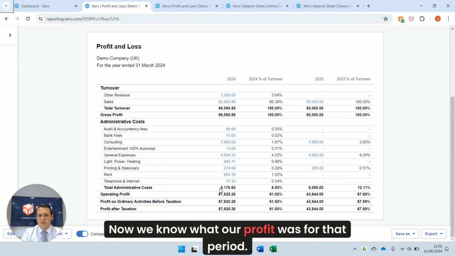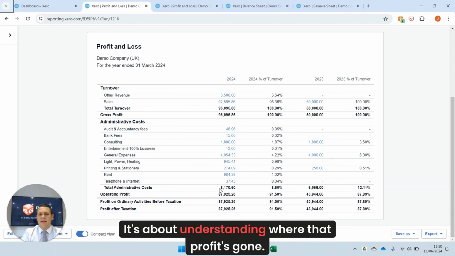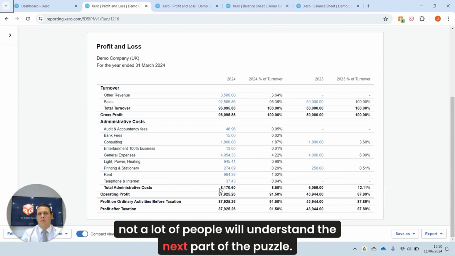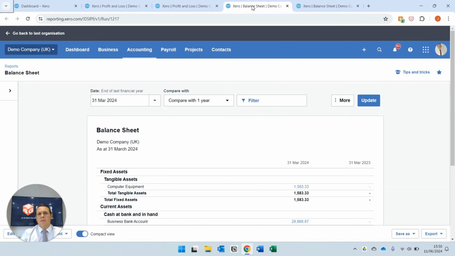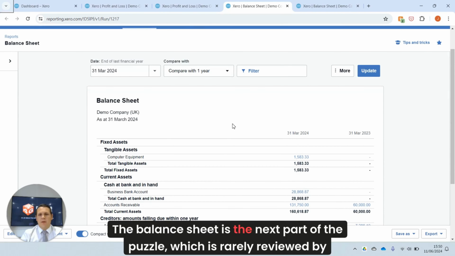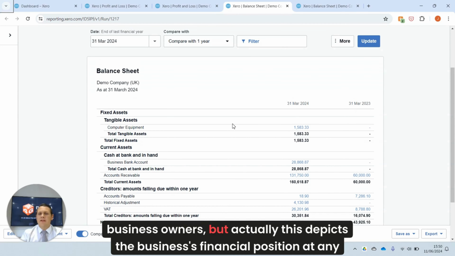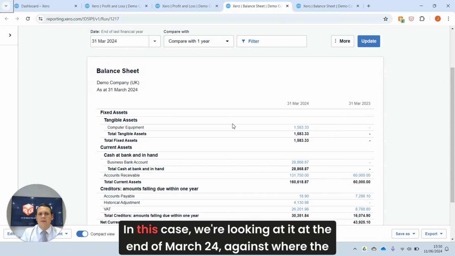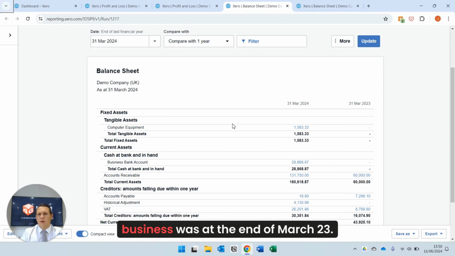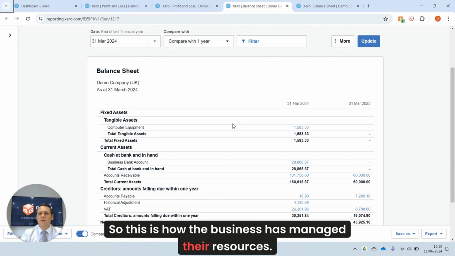Now we know what our profit was for that period. It's about understanding where that profit's gone, because not a lot of people will understand the next part of the puzzle. The balance sheet. The balance sheet is the next part of the puzzle, which is rarely reviewed by business owners. But actually, this depicts the business's financial position at any given time. In this case, we're looking at it at the end of March 24 against where the business was at the end of March 23. So this is how the business has managed their resources.